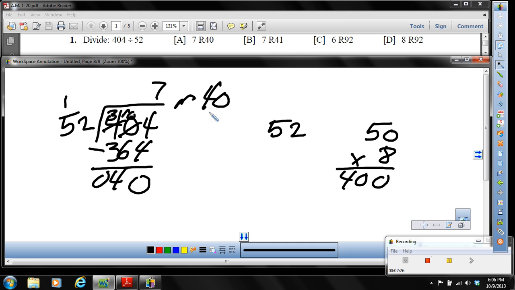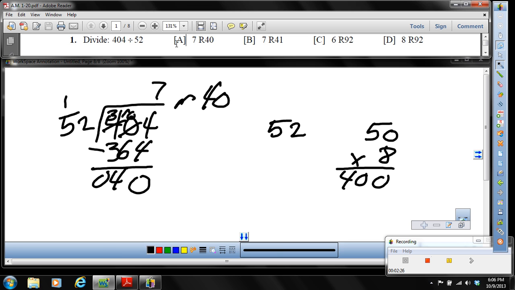And to check our answer, we would just see if the remainder is smaller than the divisor, and 40 is a smaller number than 52, and we would actually multiply and add our remainder to see if our dividend is 404. But we go to our answers to see what we have as a selection, and we have 7 remainder 40 as choice A, so choice A would be our answer.